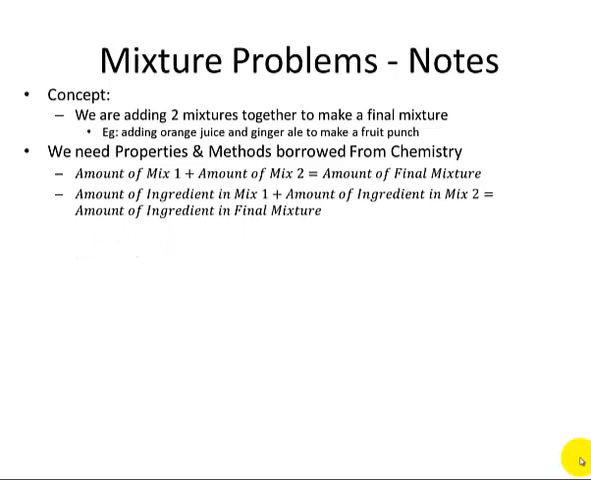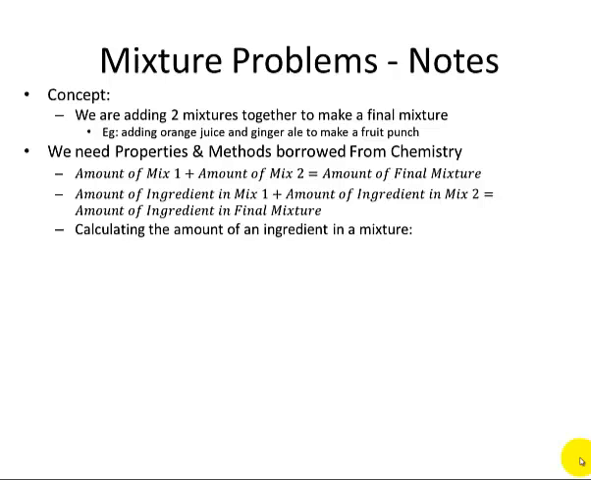The other property we're going to use is that the amount of a particular ingredient in each of our mixtures, if we add those amounts, they'll equal the amount of the ingredient in the final mixture. So, for example, both orange juice and ginger ale have sugar in them, and if we calculate the amount of sugar in the orange juice and in the ginger ale, we can add those two amounts and get the total amount of sugar in our final fruit punch. But the question is, how do we get that amount of sugar in each of our mixtures?